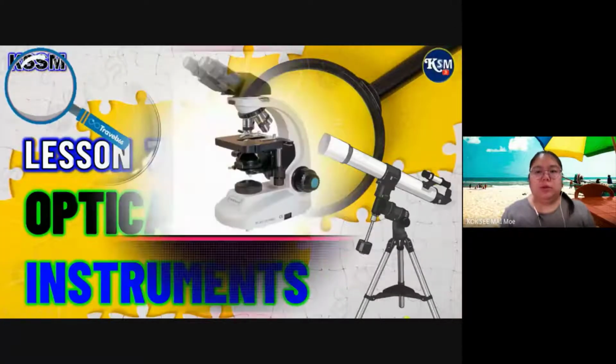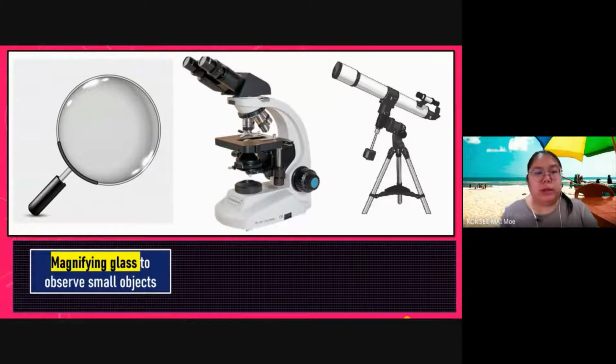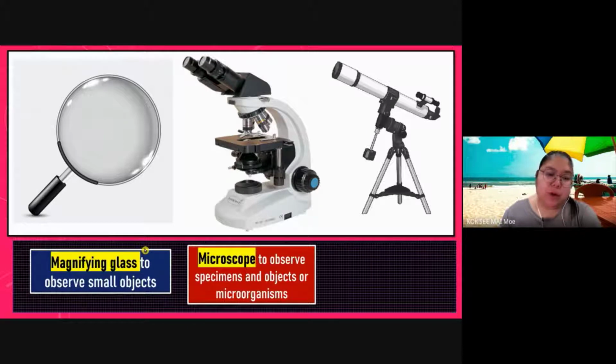So we continue. These are the three instruments we need to learn for this subtopic. First, we need to know the name and also the function. First one, the magnifying glass: they want to observe a small object. The words are too small already, so you want to zoom, so we use the magnifying glass. Number two is the microscope. They want to observe a specimen or object, for example a microorganism, too small already. Although you use a magnifying glass, you also cannot see, so we use the microscope.